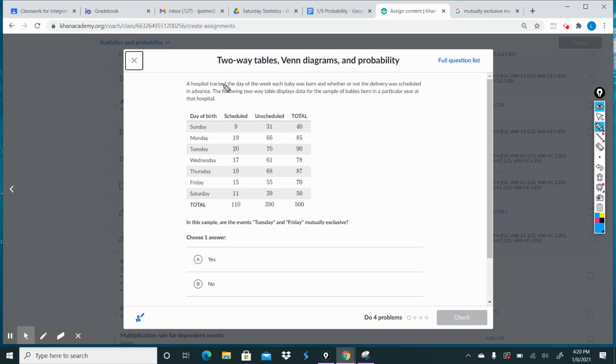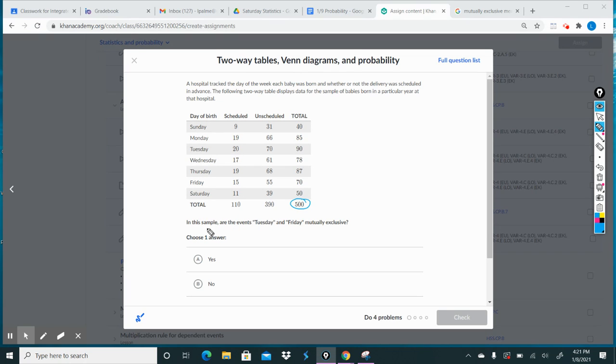So a hospital tracked the day of the week each baby was born and whether or not the delivery was scheduled in advance. The following two-way table displays the data for the sample of babies born in a particular year at the hospital. So we have date of birth. So we have Sunday, Monday, Tuesday, Wednesday, Thursday, Friday, Saturday, and we have the total of the scheduled, unscheduled, and the grand total of 500 total births during that year happening Sunday through Saturday.